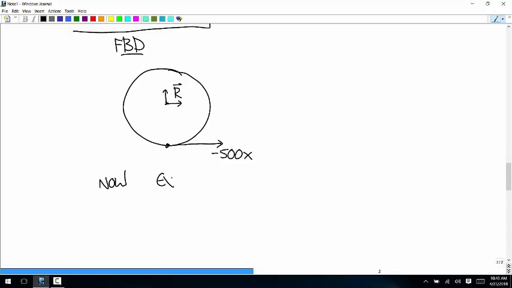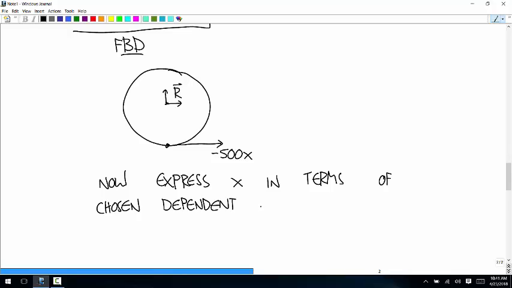So now we want to express x in terms of our chosen dependent variable theta. What makes it a dependent variable? Why do I call that a dependent variable?